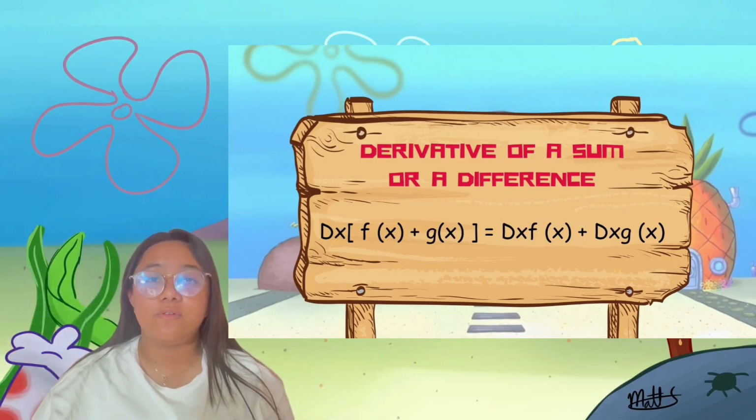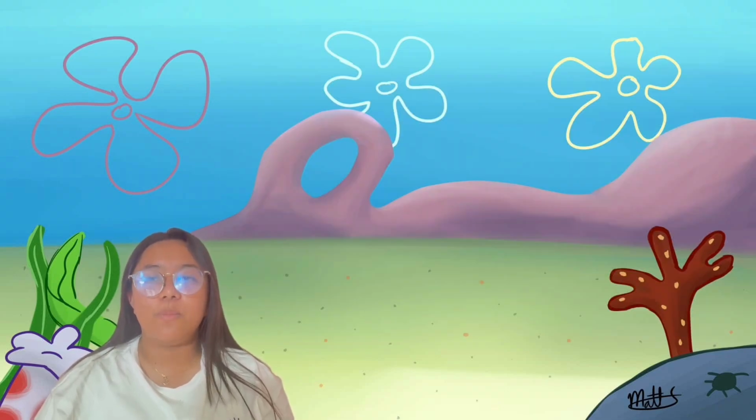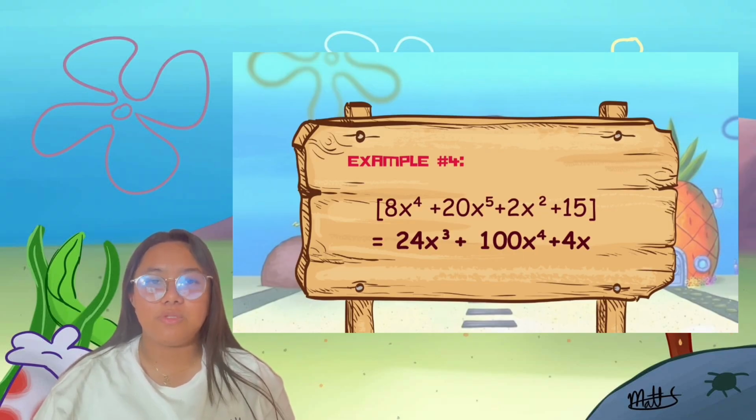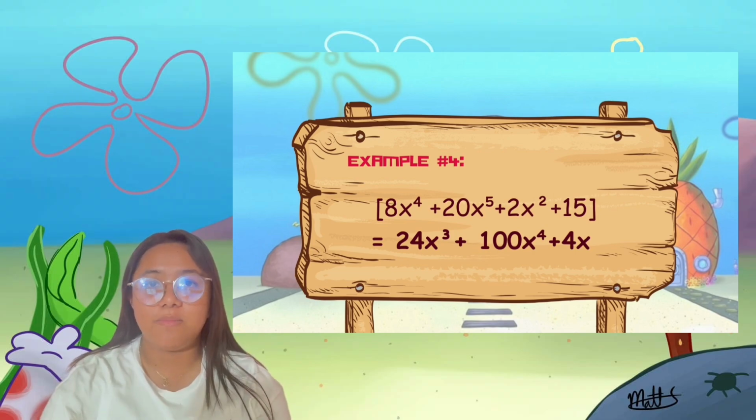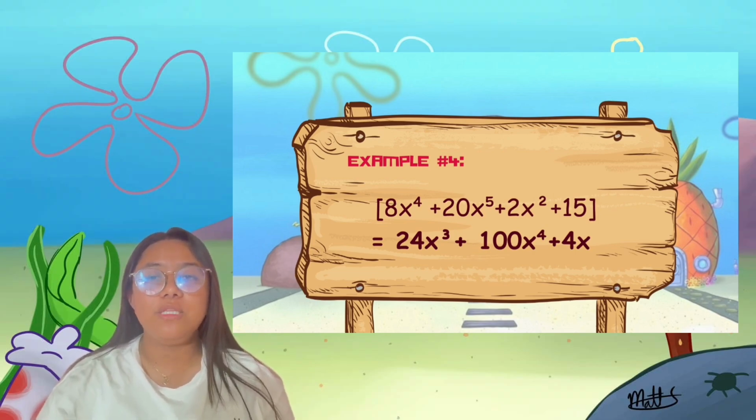So for the derivative of a sum or difference, we have a formula. The formula is derivative of f of x plus g of x is equal to the derivative of f of x plus the derivative of g of x. For the first example, we have 8x to the power of 4 plus 20x to the power of 5 plus 2x squared plus 15. So we need to find the derivatives of each term.